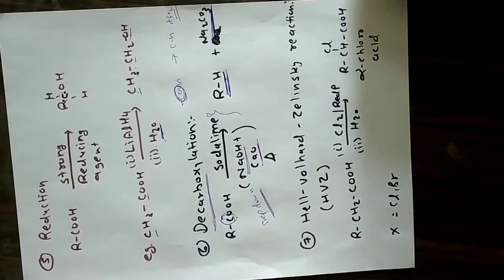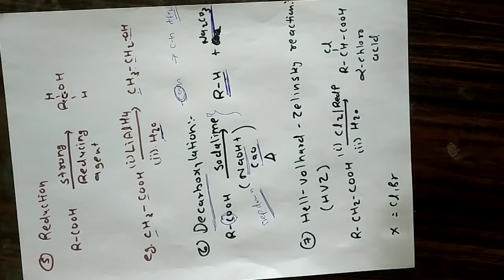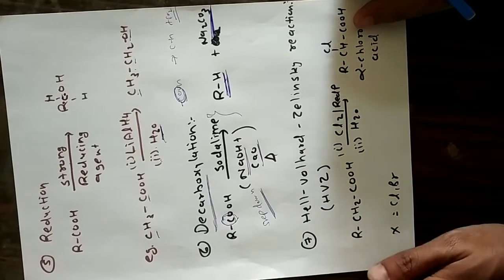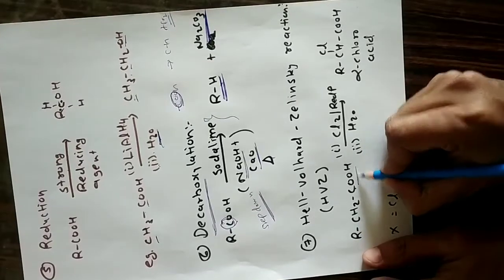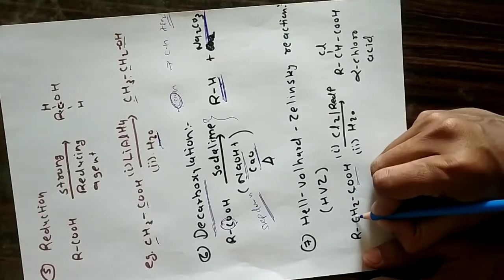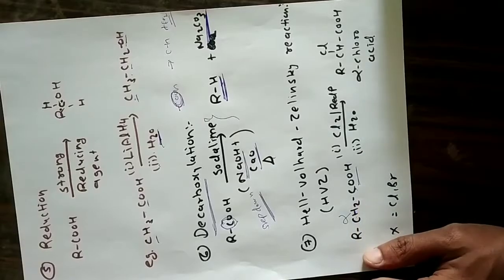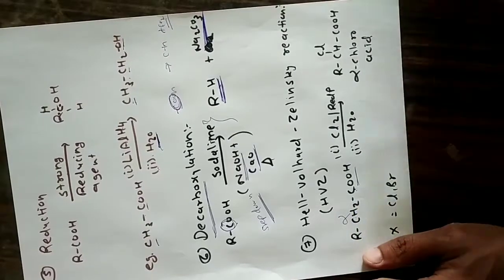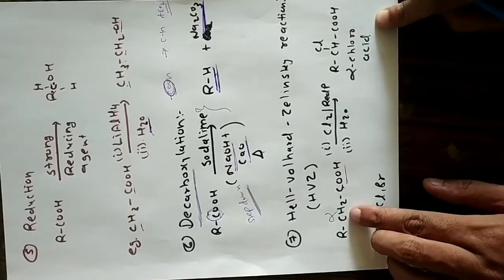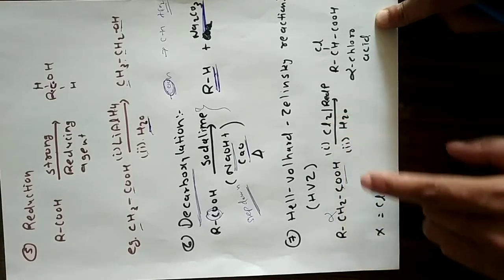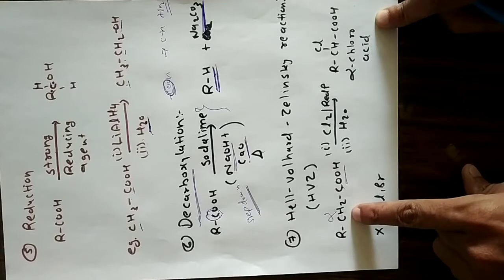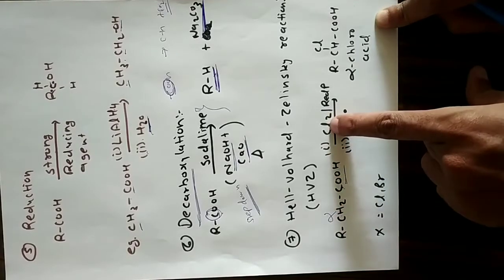The last reaction is the Hell-Volhard-Zelinsky reaction. It is a named reaction. What it does, here you can see this is our COOH group. Adjacent to that is our alpha carbon. Now from the alpha carbon you have to replace hydrogen with chlorine. Again, from the alpha carbon you have to replace hydrogen with chlorine here.